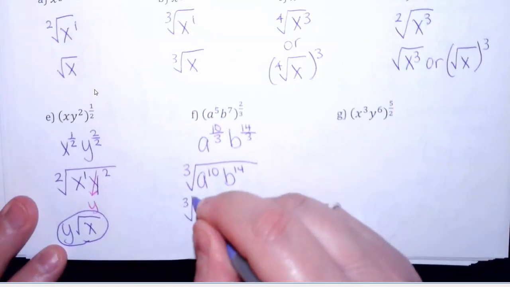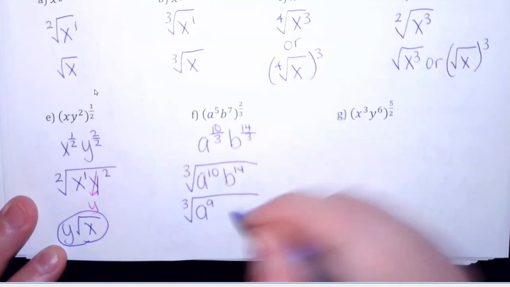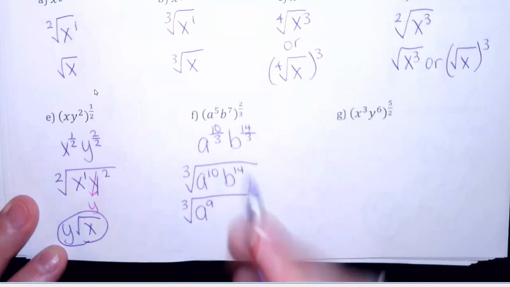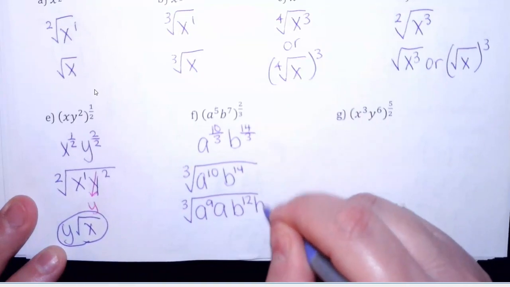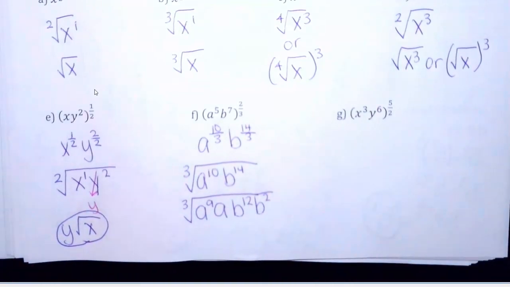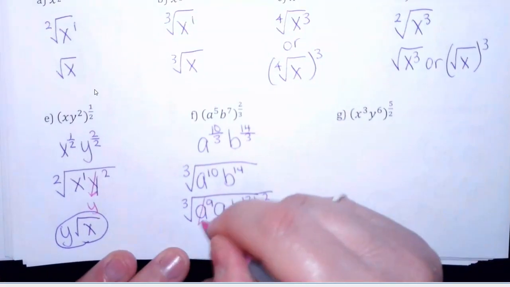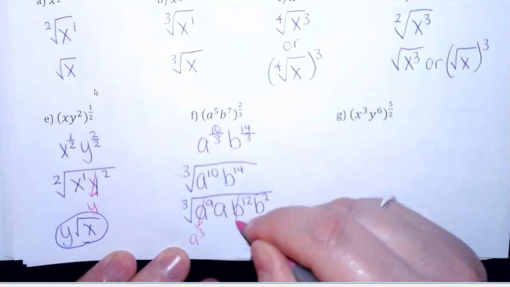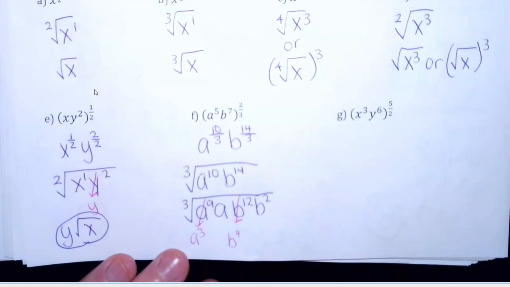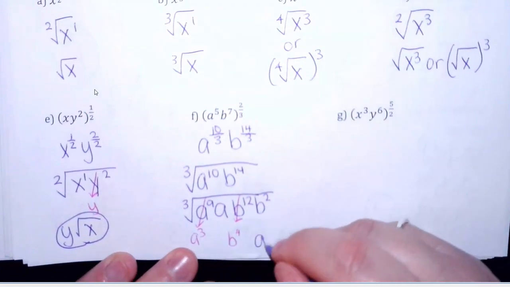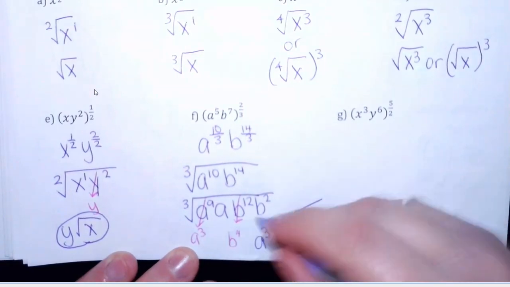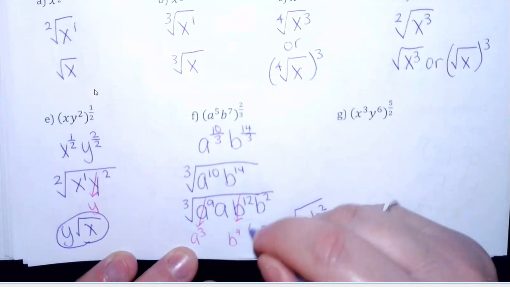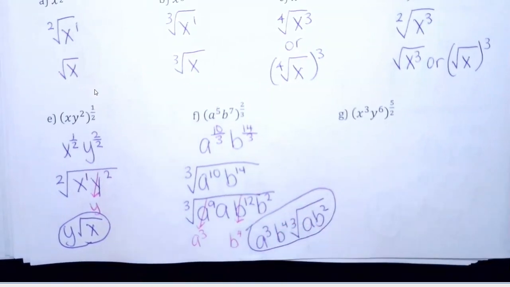I need the biggest exponent that would be divisible by 3. So I'm going to rewrite that as a to the 9th times a. And I'm going to rewrite that guy as b to the 12th times b squared. And just see what you can take out. Perfect cube. This would come out as a to the 3rd. This would come out as b to the 4th. So my answer for that one in radical form, a cubed b to the 4th. And then left under my cube root, I have an a and a b squared. So sometimes these can be simplified, sometimes they can't. It just kind of depends on the question.